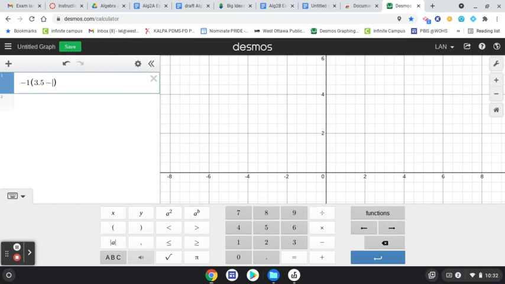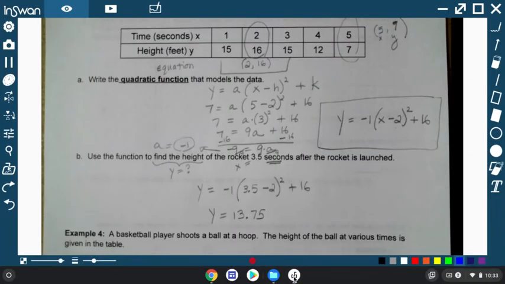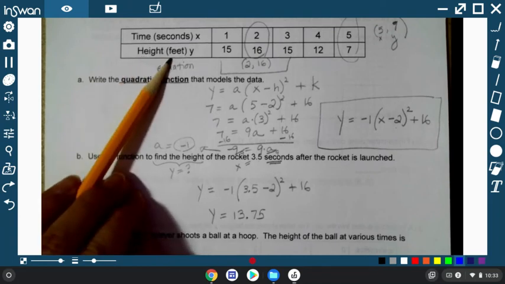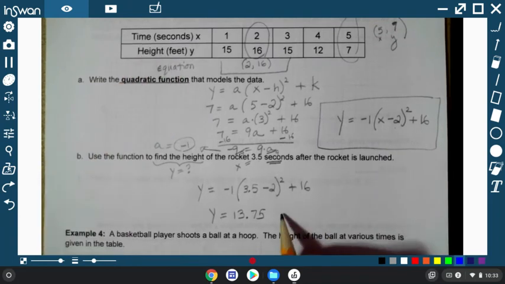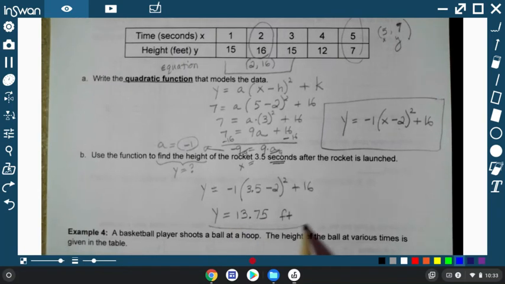3.5 minus 2 in parentheses, keep it there. I want to use an exponent of squared. I'm not done yet, plus 16. And out was my answer right there, 13.75. I'm going to write that down. So y equals 13.75. All right, let me go back to my screen. So 13.75. And if you look at units, y is the height in feet. So it was feet. And that answers my question.